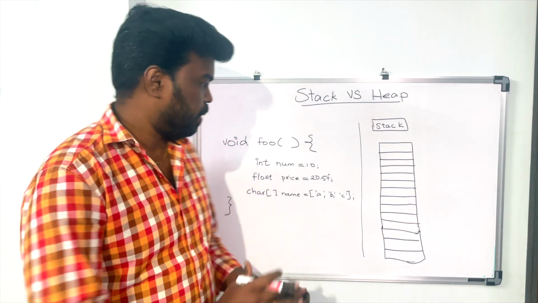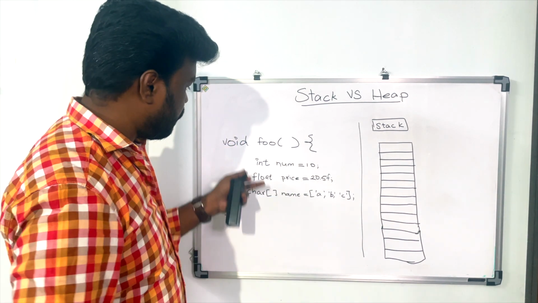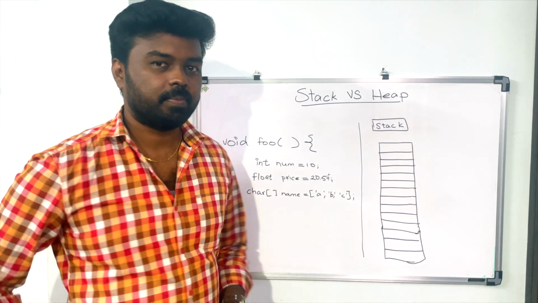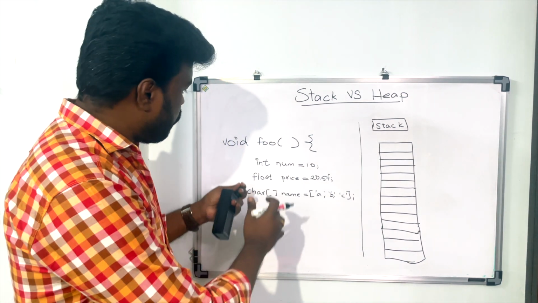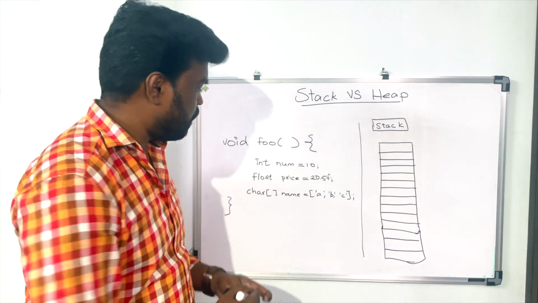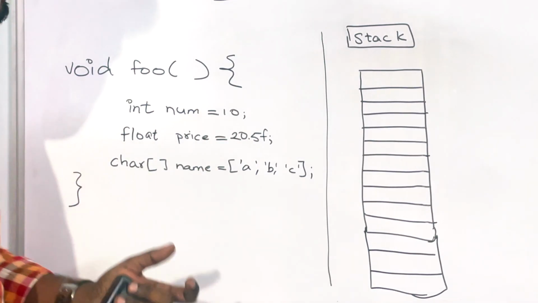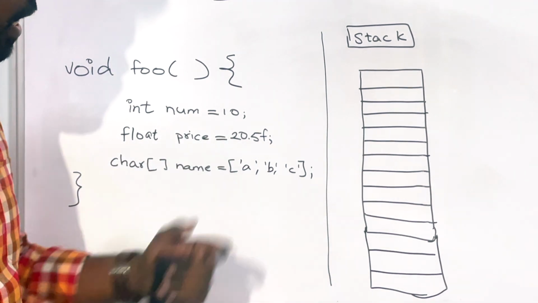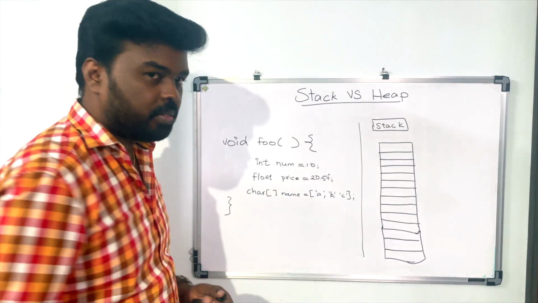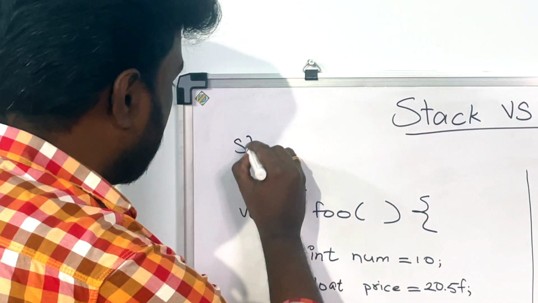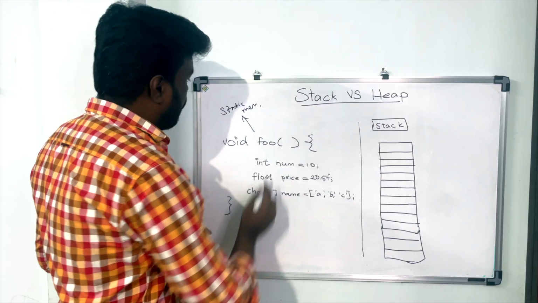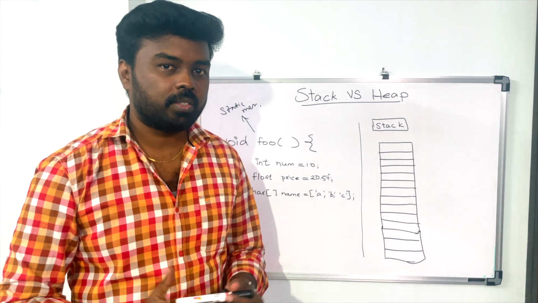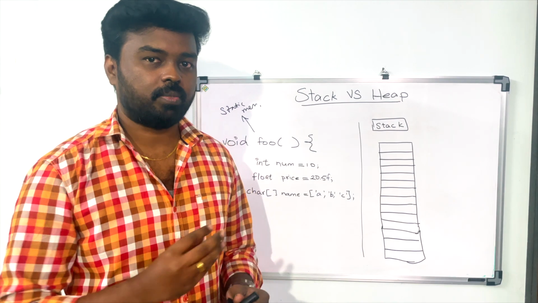Now let's consider a simple piece of code. We have a function and we declared certain variables within the function. Let's see how these variables get allocated in the stack memory. If you look at this function, we have three variables declared here. We have an integer variable that holds the value of 10, a float variable that holds a certain value, and a character array which has 3 items in it. This is what we call static memory. Why do we call it static memory? The reason is that just by looking at this code, you can understand how much space is required for this function to execute.